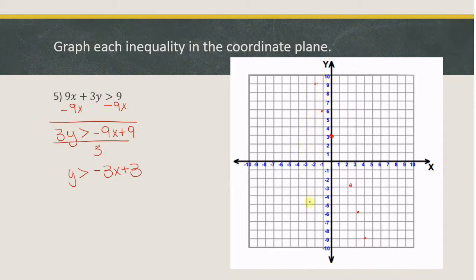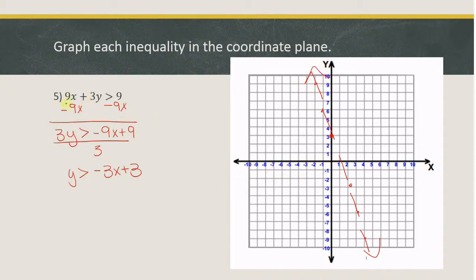So now, before you start connecting dots, what's the next question we have to ask ourselves? Is it a solid line or a dashed line, right? I have a greater than symbol. So I'll look on my handy dandy little note sheet, and I see that means I need a dashed line. So we're going to make a dashed line here. There we go. Make my arrowheads. And then we get to check.